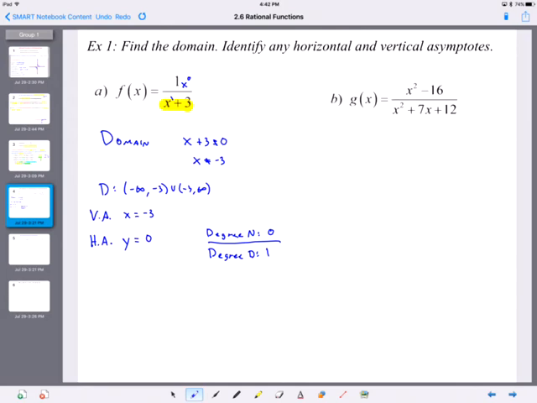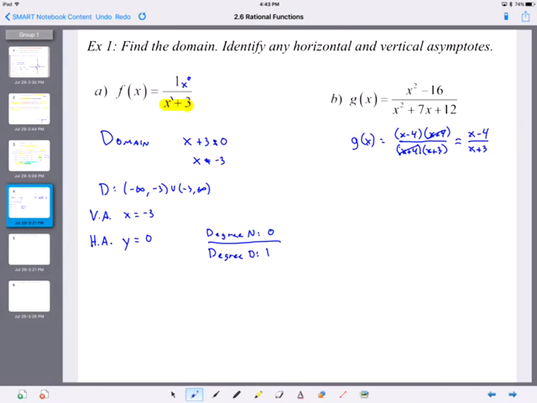So another example on B, g of x is equal to x squared minus 16 over x squared plus 7x plus 12. Once we get into some higher degree polynomials, we want to factor them to make sure we don't have any common factors. So on this one, let's see what we have. We have g of x equals x minus 4 and x plus 4. And then on the bottom, factors of 12 that give you 7 would be x plus 4 and x plus 3. So what we find out right here is that this x plus 4 is going to cancel out.